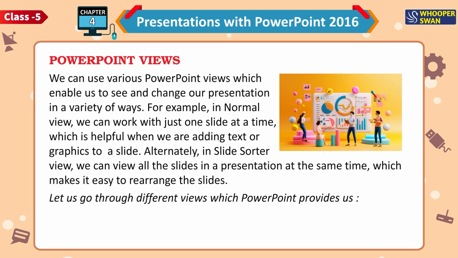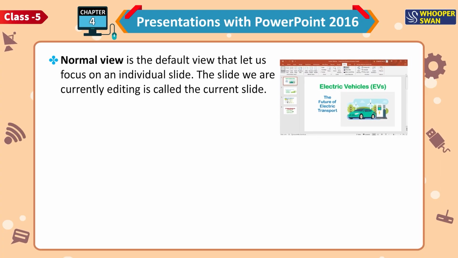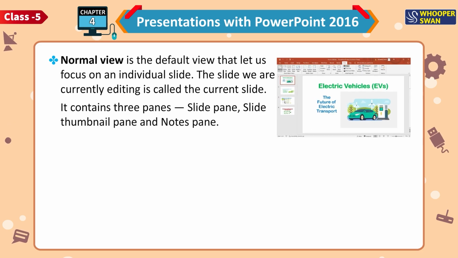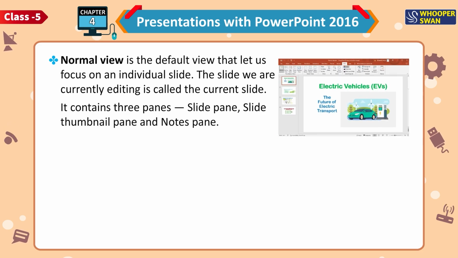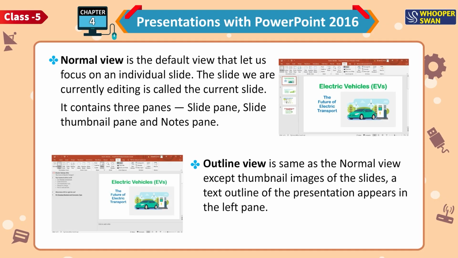Let us go through different views which PowerPoint provides us. Normal view is the default view that lets us focus on an individual slide. The slide we are currently editing is called the current slide. It contains 3 panes: Slide pane, Slide thumbnail pane, and Notes pane.